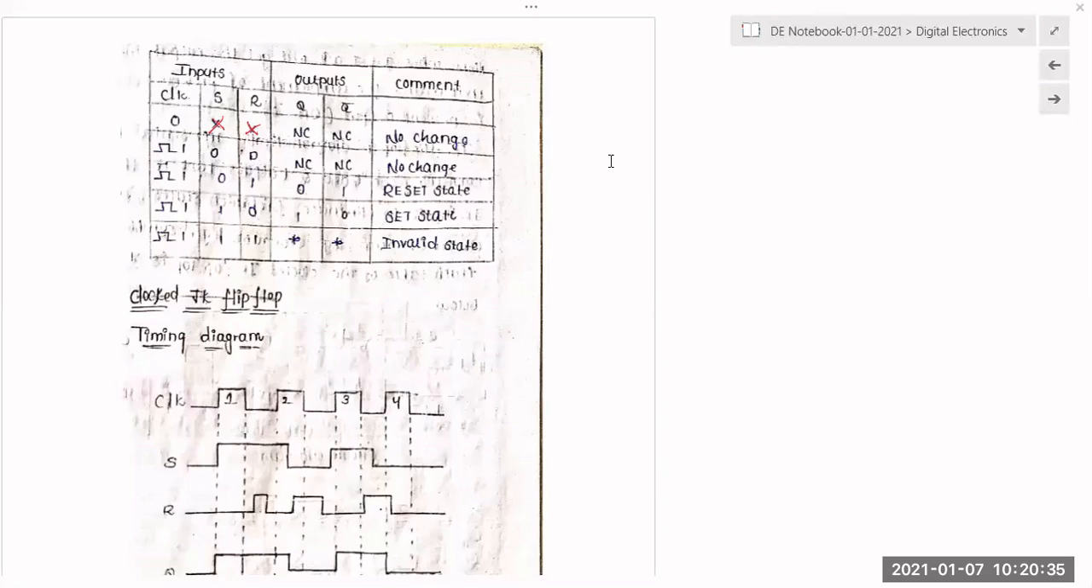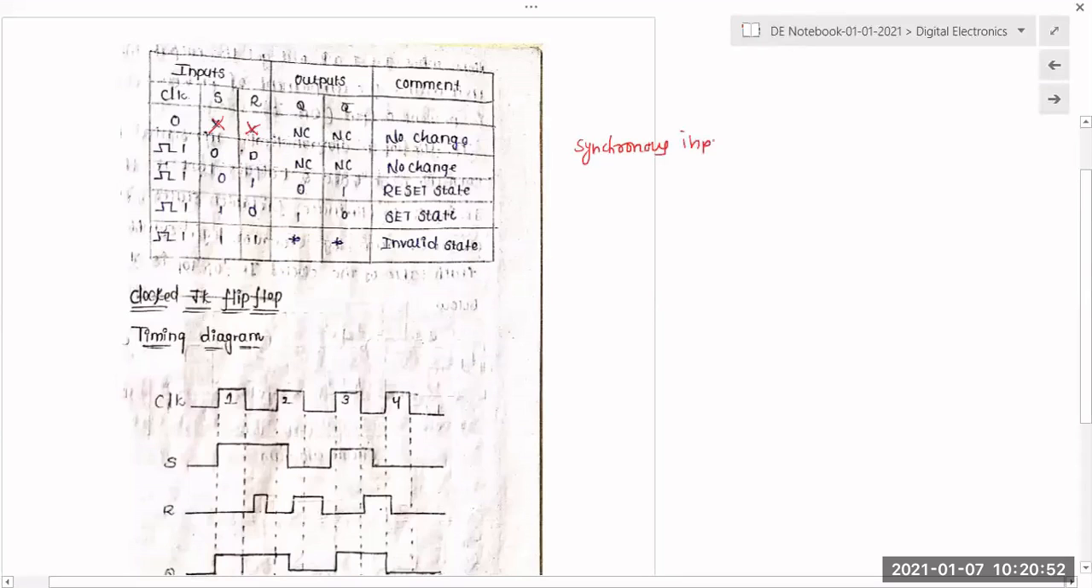Whenever this clock pulse is 0, I can say the SR flip-flops are independent of these inputs. That is why these are also called synchronous inputs. Why are these called synchronous inputs?